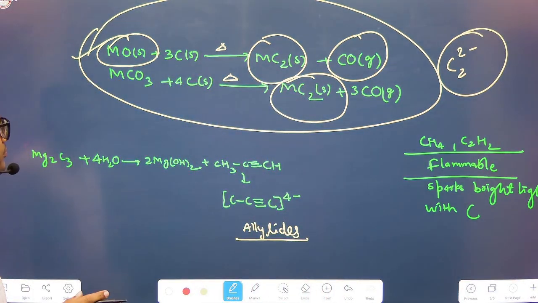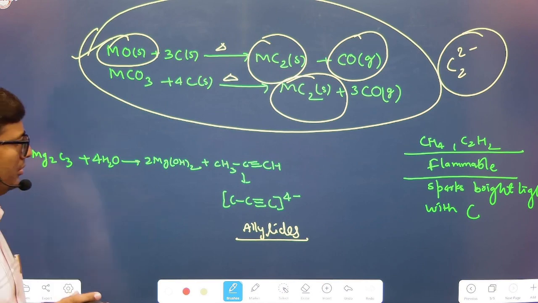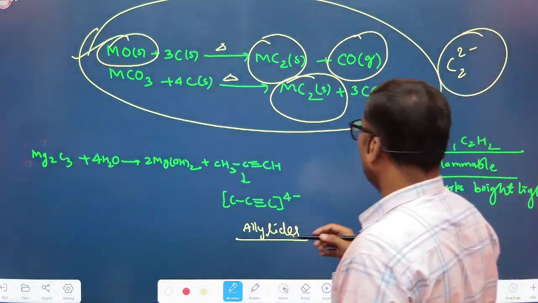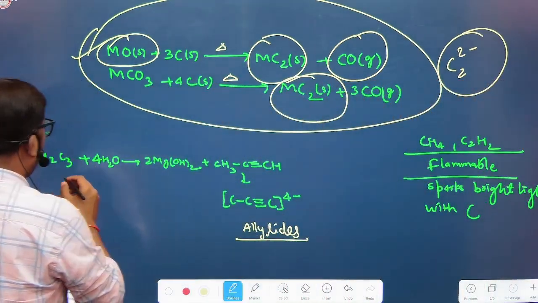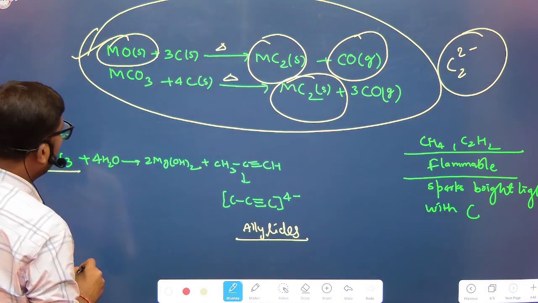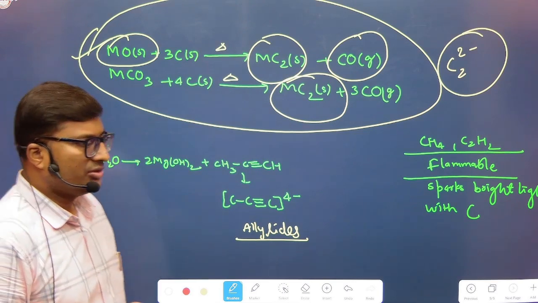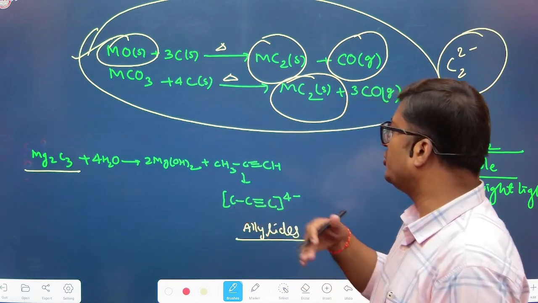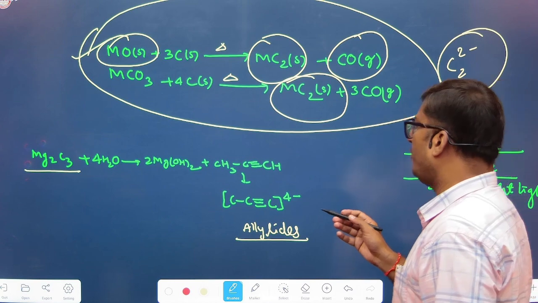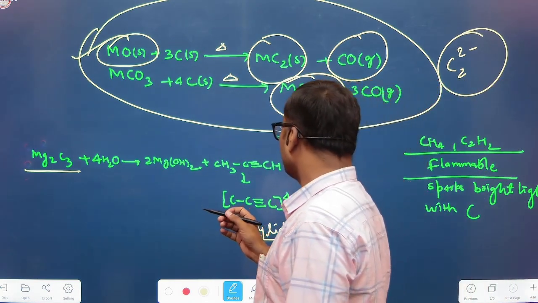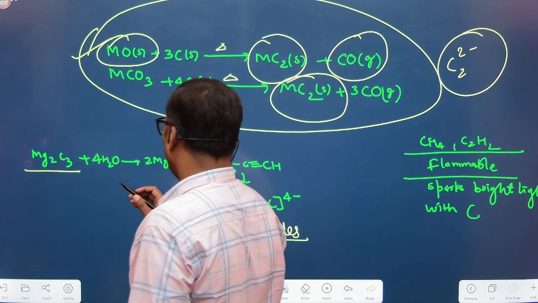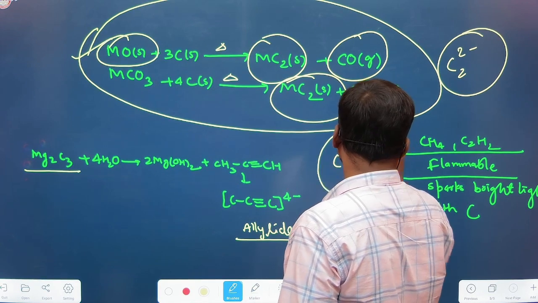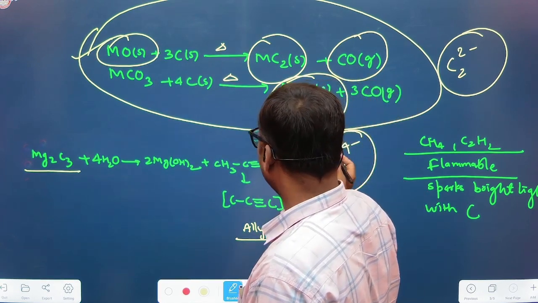So next compound is Mg2C3, right? So another species that is C3 4-. This example clearly highlights the presence of C3 4-, that is another type of carbide species.